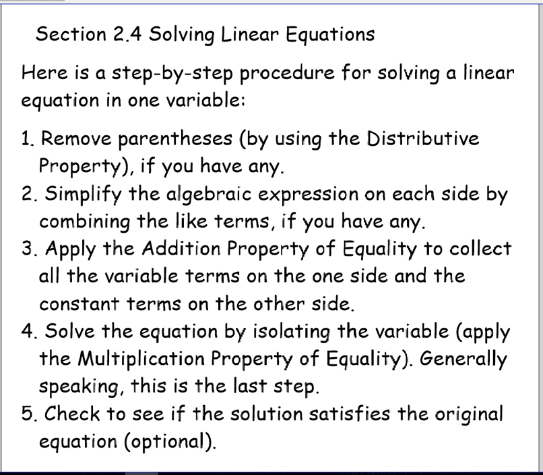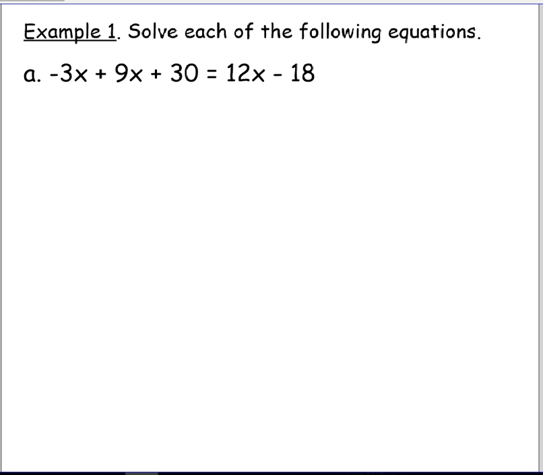And then for step 4, if we have a coefficient or a number in front of our x, then we need to apply the multiplication property of equality to remove it, so we have only one x instead of a fraction or a number in front of it. And then our optional step at the end is to plug our answer into the original problem to see if we get a true statement. Let's take a look at some examples.